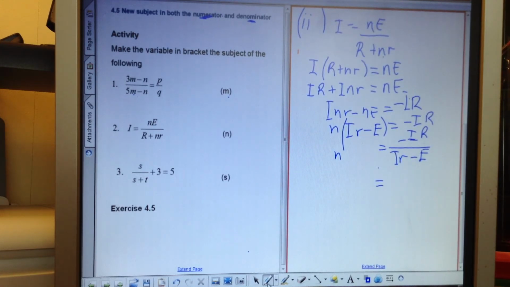Or we can multiply both sides, up and down, by minus 1 to give us Ir over (e minus Ir), which is the same as the earlier answer.